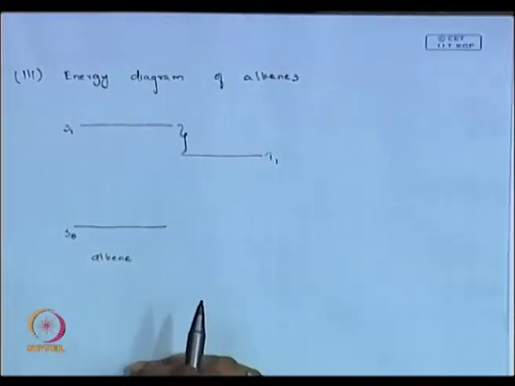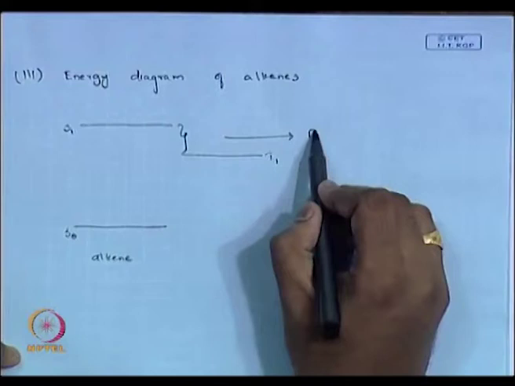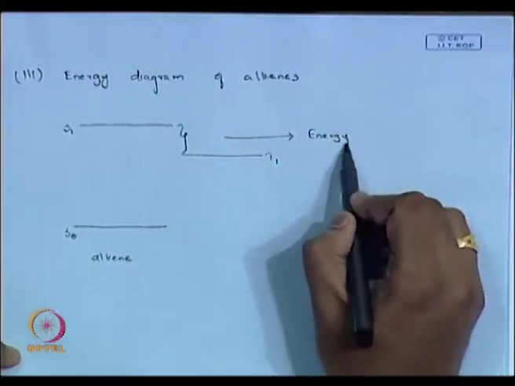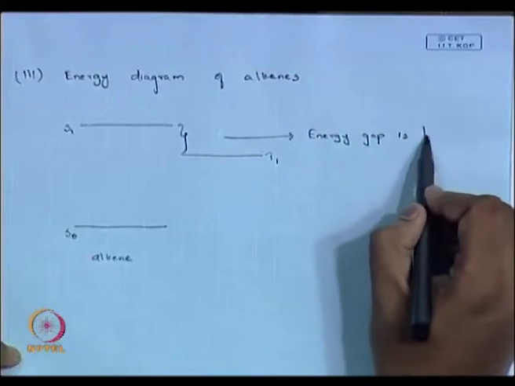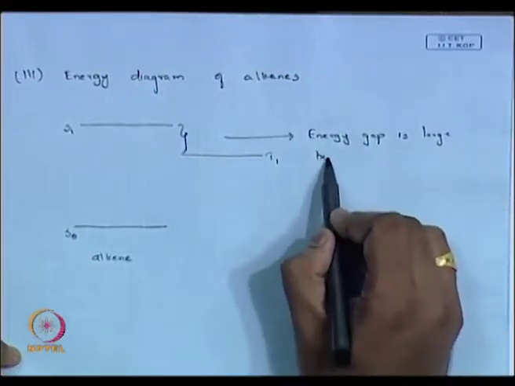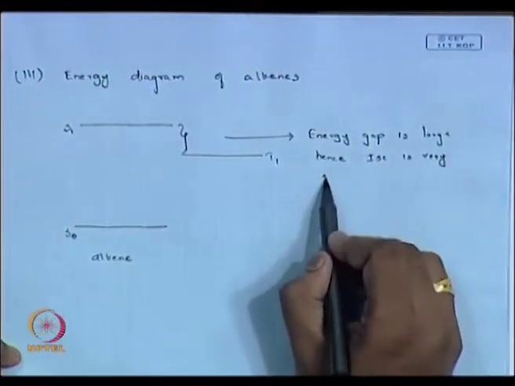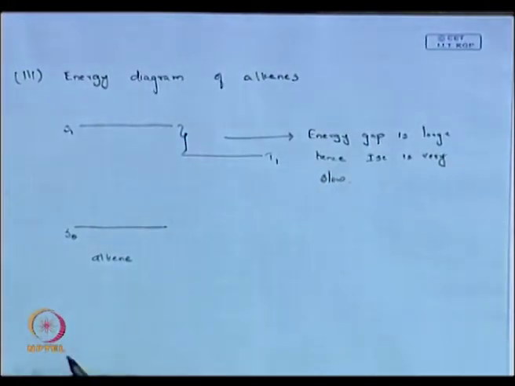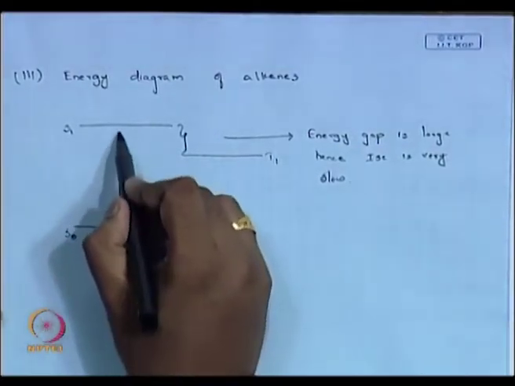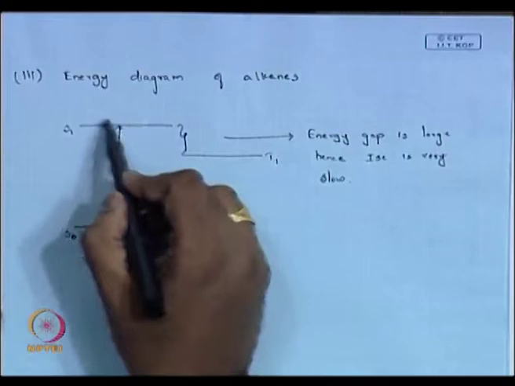So, what does it say? It says that my intersystem crossing will be very slow, right. So, the energy gap is large, intersystem crossing is very slow. So, this can be one observation. Then if I take my alkene and do the chemistry, I am going to see chemistry only from the singlet. Okay. So I am going to see my chemistry only from the singlet.